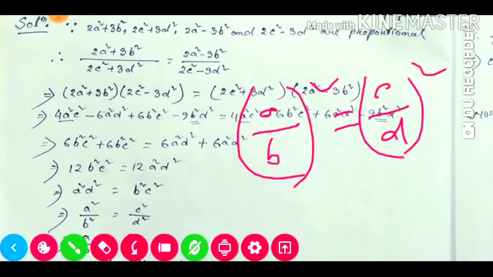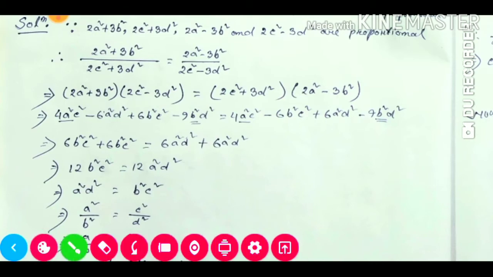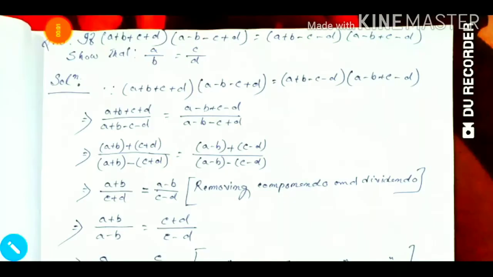Now both sides have the same square, so the square will cancel, so what remains is a by b is equal to c by d, that means a by b divided by c by d, that means a, b, c, d are proportional. Therefore a, b, c, d are in proportion. Question number 10.